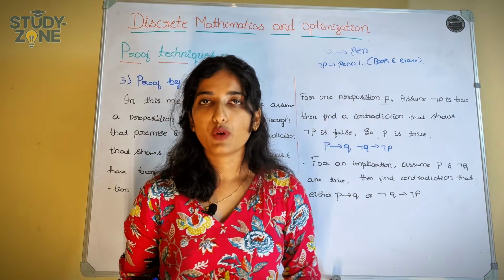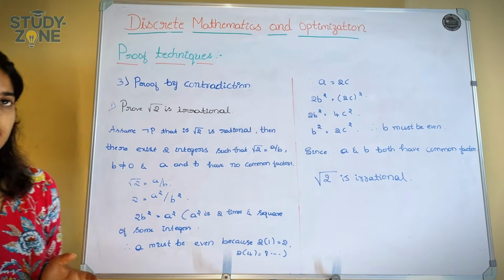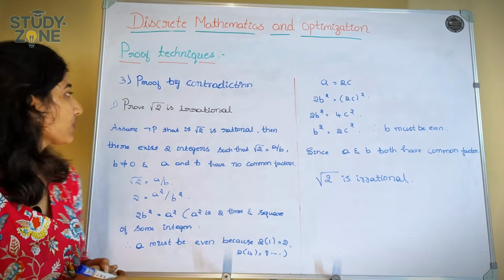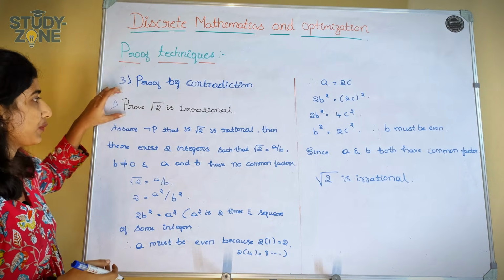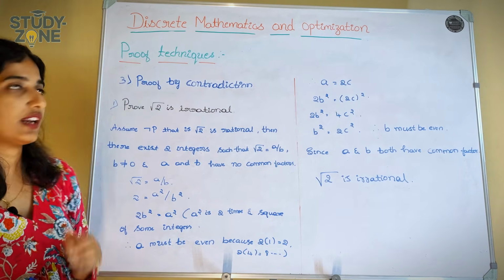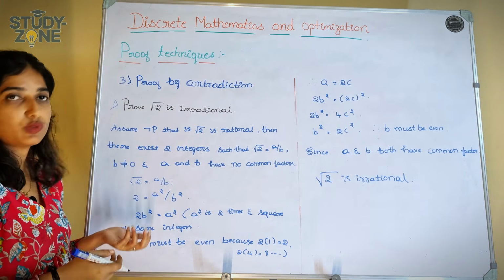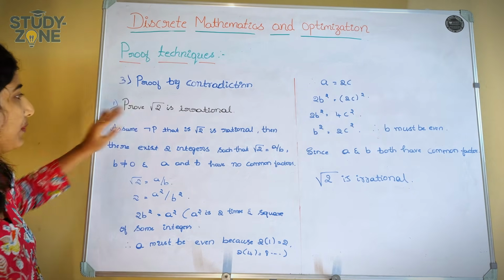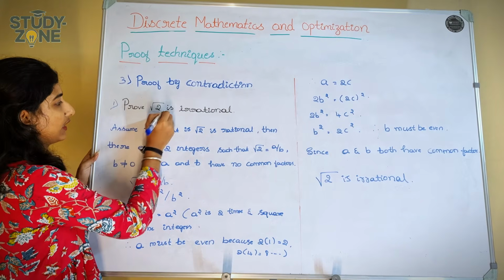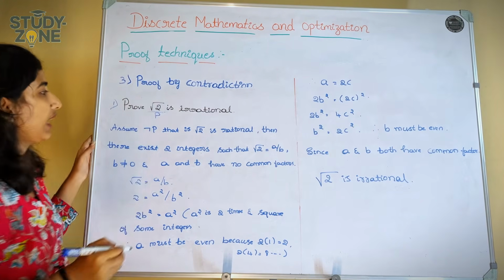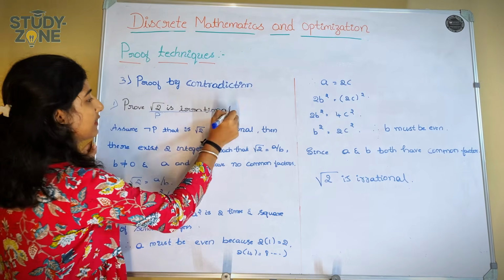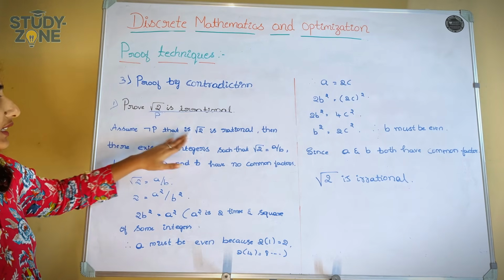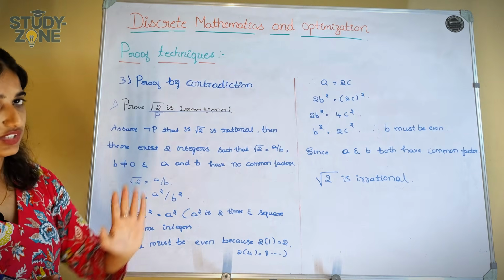Let's try to solve some problems. Okay, let's take the first example of proof by contradiction. Let's prove root 2 is irrational. So to prove root 2 is irrational, what do we have to take? Assume negation P. This whole thing is P. So here what we have to take is negation P, that is, root 2 is rational.